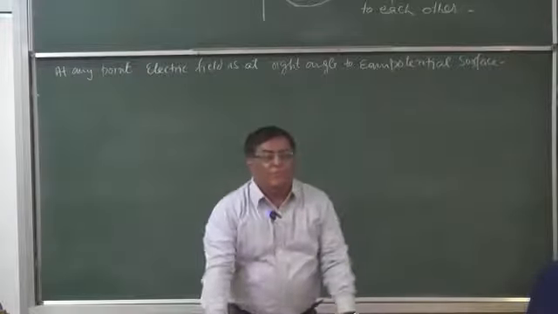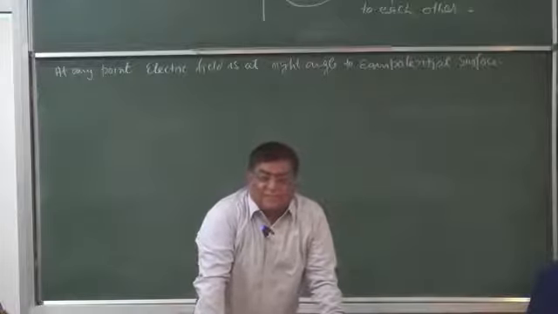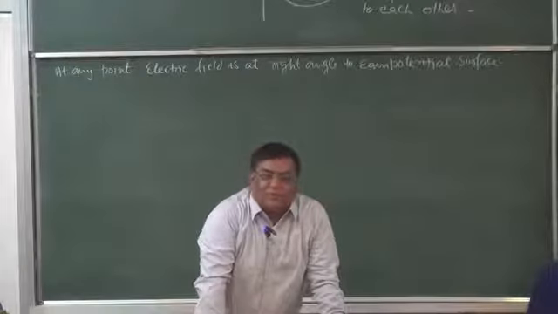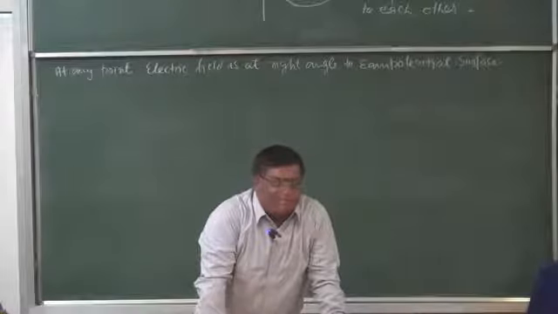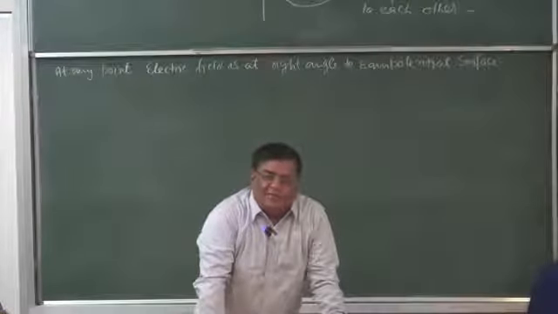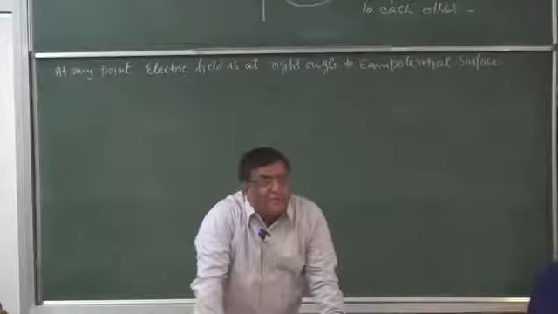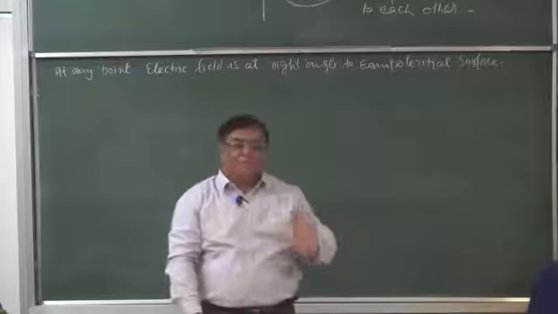Okay? So now we have a relation between the two, and this will help us to imagine equipotential surfaces, because equipotential surfaces are at right angle to electric field lines. If we know electric field lines, we can create equipotentials, and if we know equipotential surfaces, we can always draw electric field lines.